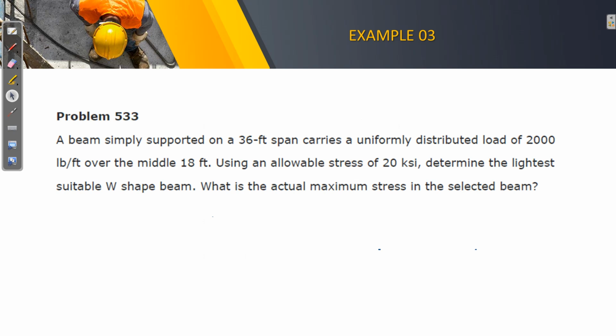So another problem, a beam simply supported on a 36 feet span carries a uniformly distributed load of 2,000 pounds per foot over the middle 18 feet. So using an allowable stress of 20 ksi, determine the lightest suitable wide flange shaped beam, and then what is the actual maximum stress in the selected beam.